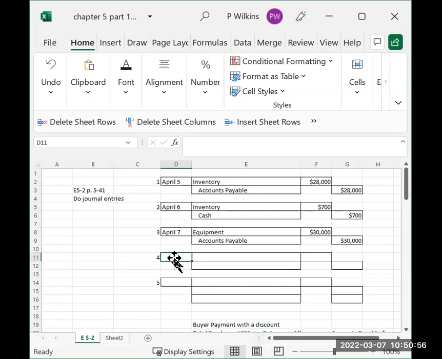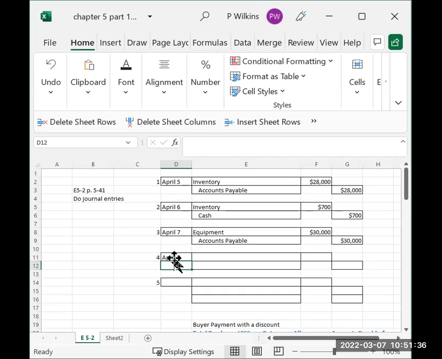Okay, number 4. On April 8th, returned $3,600 worth of merchandise to Jack's Company. Okay, so this is April 8th. So what did we get? Well, we got a lower bill and we got lower inventory. And we know that when we're the buyer, purchase returns and allowances go to inventory because everything goes to inventory. And since this is a return or an allowance, that means that the cost of inventory is going down. So inventory is an asset. Assets have a debit balance. So that means we have to credit inventory to make it go down.